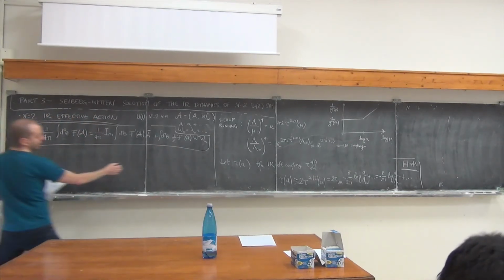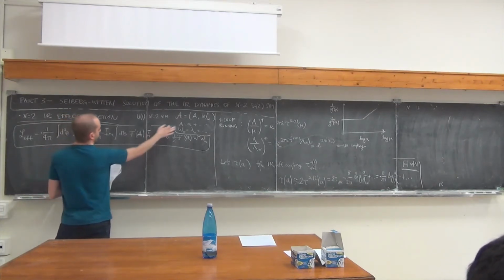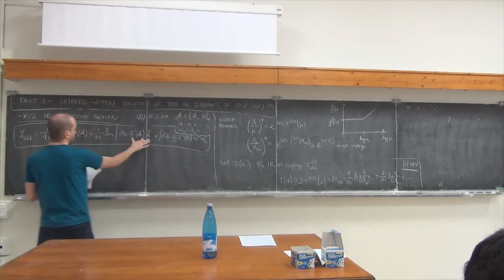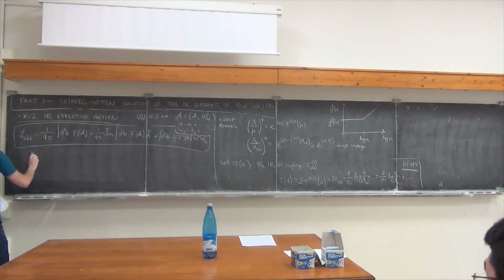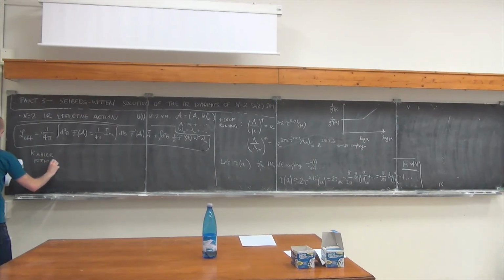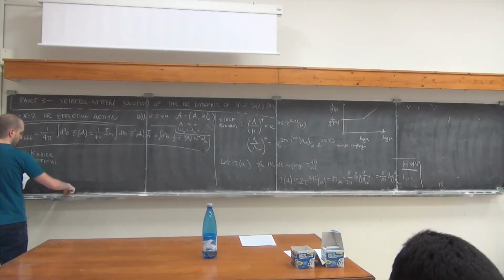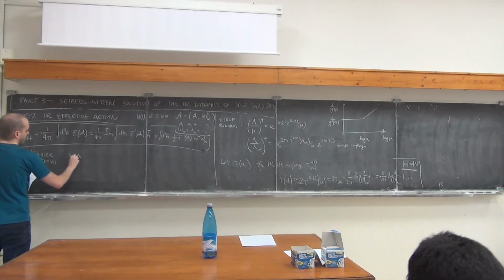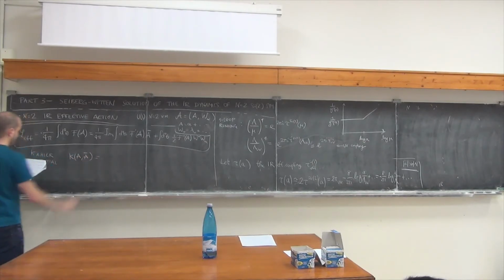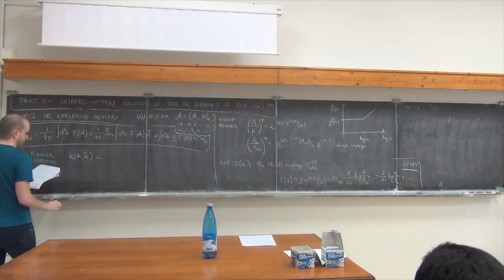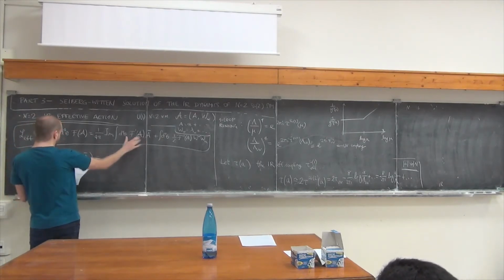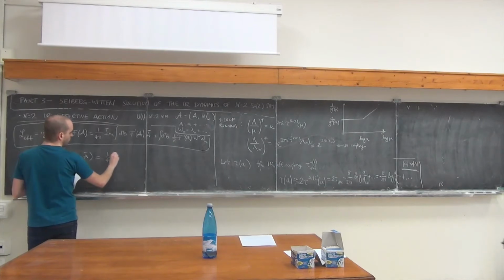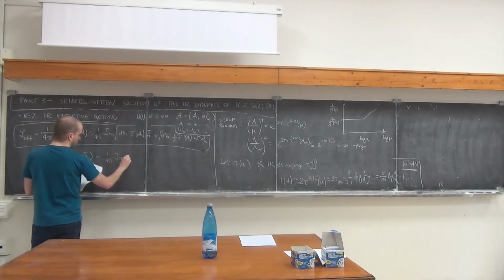So let's first look at the sector which includes the scalars in the vector multiplet, which is this part. So we have a scalar potential, which is a function of the scalars, or say the chirals in the vector multiplet, and this will come from the first term, and it's equal to 1 over 4 pi imaginary part of F prime of A times A bar.